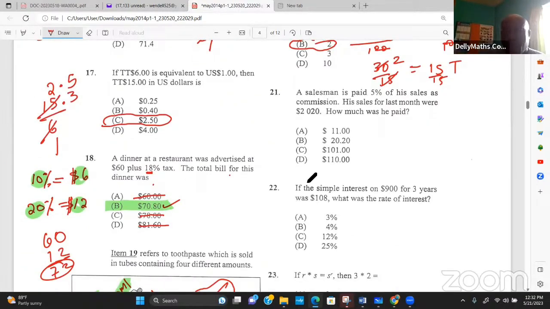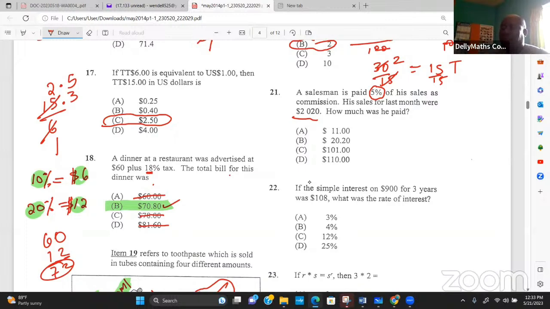All right. A salesman is paid 5%. See what we're saying? 5% is spinning off from 10%. So a salesman is paid 5% of his sales as commission. Question is, his sales for the last month is 2020. How much would he be paid?